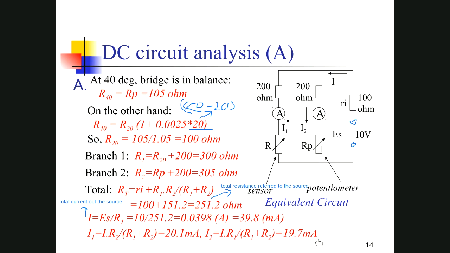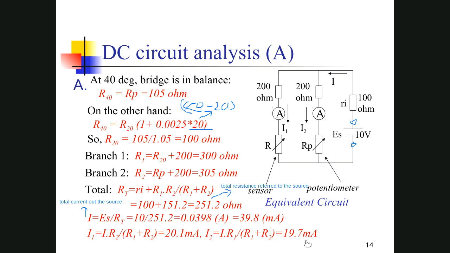Okay, so the total is 39.8 milliamperes. So the difference between branch 1 and branch 2 has been found. Here we just used one straightforward method to do the calculations. In practice, you can use a different approach to analyze such a circuit.